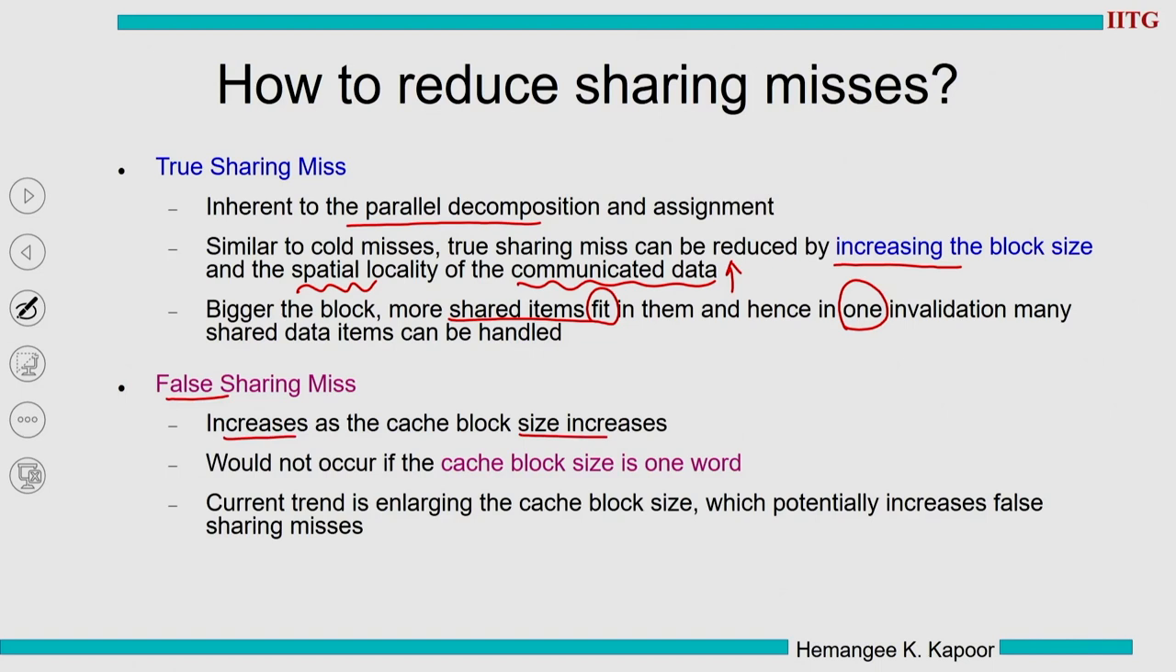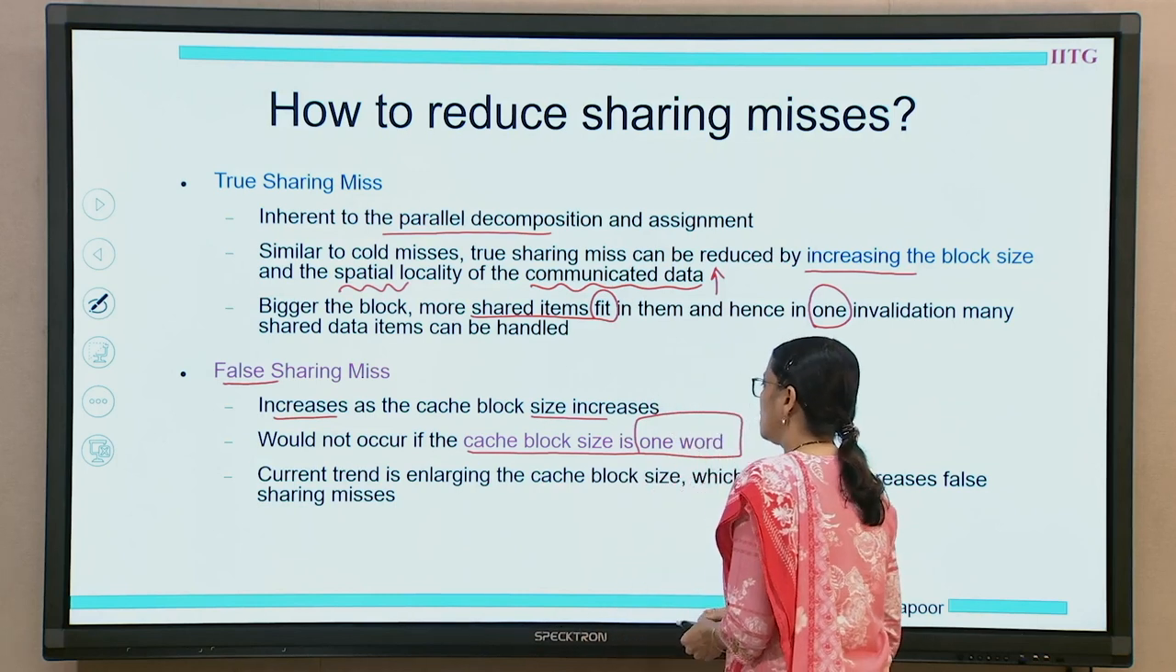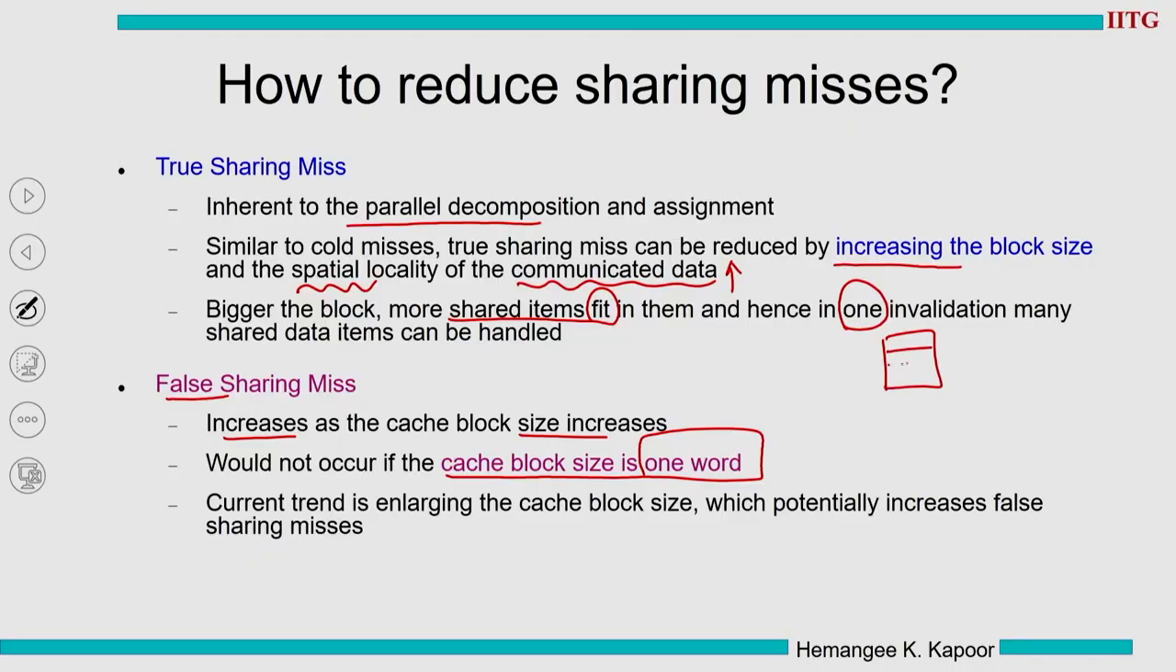Now, when will we be able to reduce false sharing misses? False sharing miss will reduce if the cache block is of the size one word. If the cache block is so tiny that I just fit a single word into that cache block, then you will never incur a false sharing miss because the block only has a single word, and if a processor is not going to change that word, it will not invalidate it from this particular processor. Here I have multiple words, and it is possible that I use two of them and I don't use two of them. So these two will incur a false sharing miss if I increase the block size.